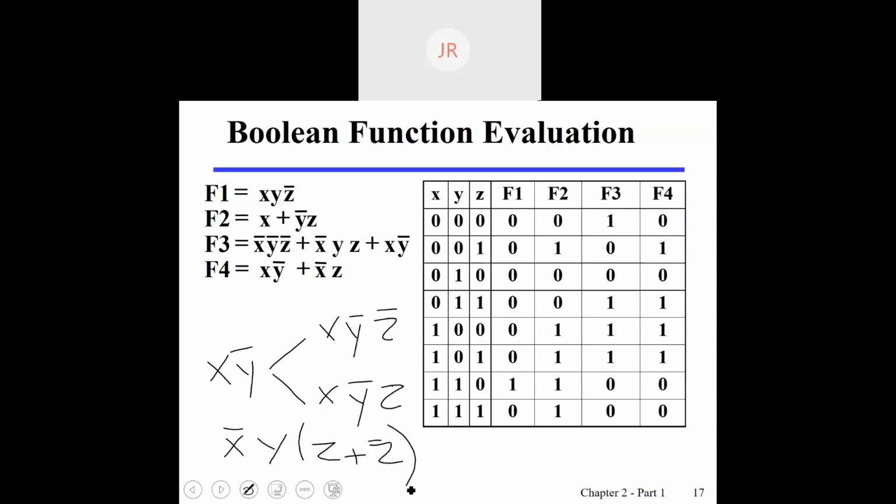Yes, yes, you can, of course. This is called distributive law. Okay. And the z plus z bar equal to 1 is another identity. So you use these two identities to prove this.